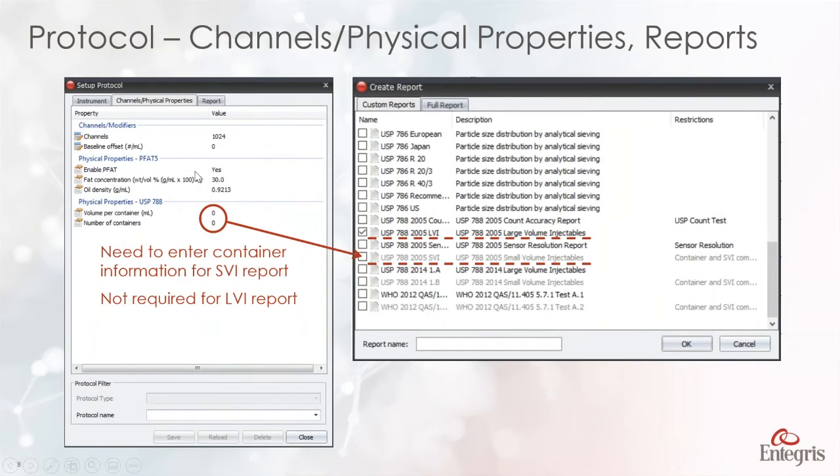Here we're looking at the second tab where if we're performing USP 788 for small volume parenterals, we would enter the volume of each container and the number of containers. And if we enter that information, then when we get over to the report tab, we would have the ability to run the reports for the small volume parenteral testing. Up above, we see where we would enter the information if we're doing USP 729 testing, to enter the information on the lipid emulsion.